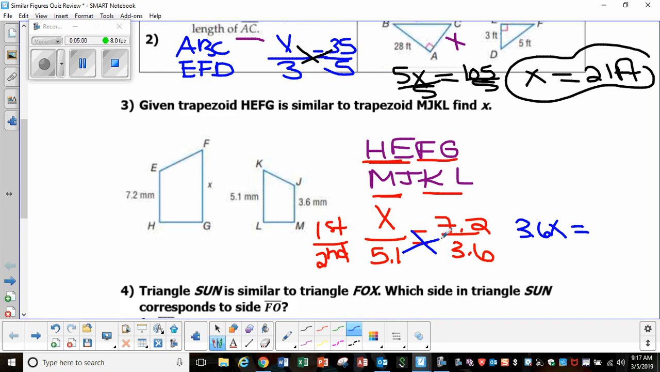So 3.6x equals 7.2 times 5.1. That's going to give me 36.72. I'm going to divide each side by 3.6 to isolate x.